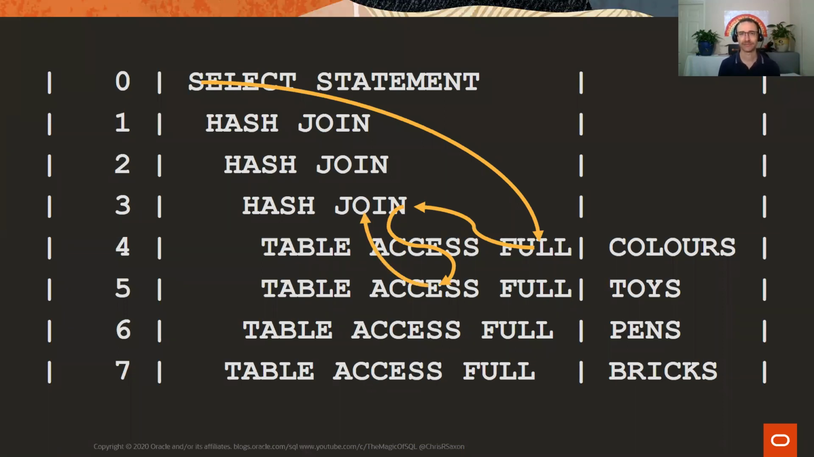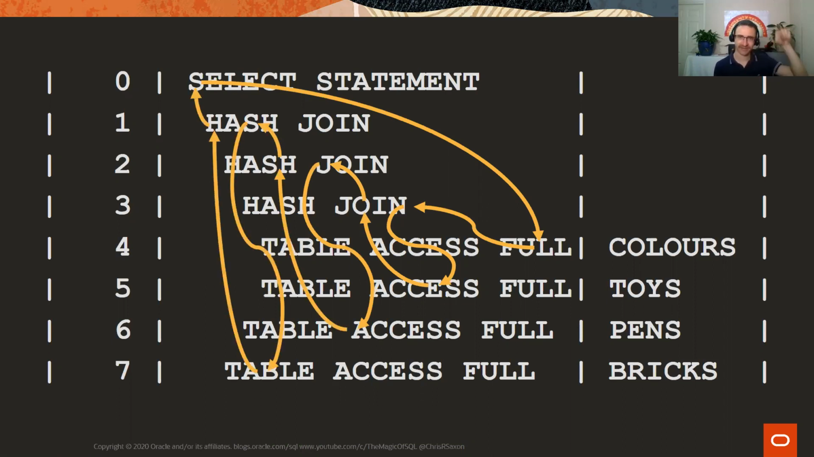and then we look for the next unvisited leaf. Well, we've read all the children of this hash join, so we skip that step and go back up to the next hash join. From there, we'll look for the next unvisited leaf, and that's a full scan of the pens table, and keep going through the plan following this kind of snaking pattern a little bit like this.